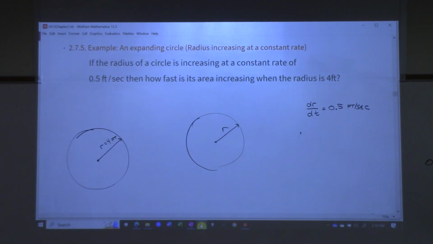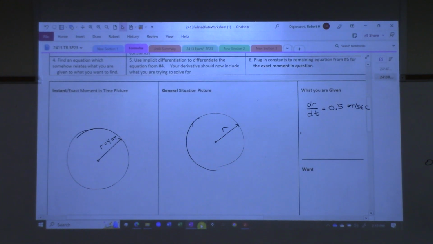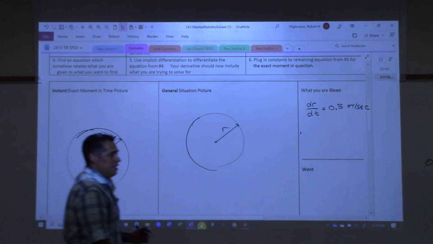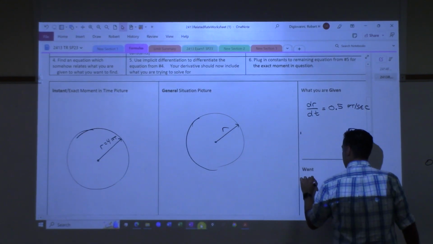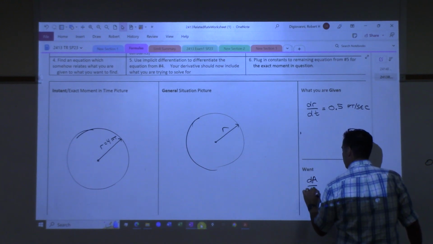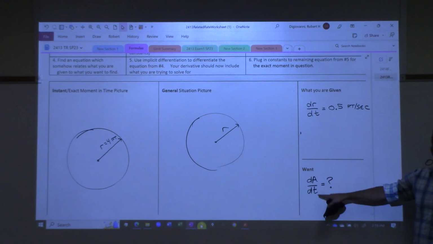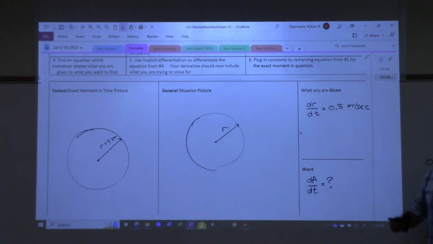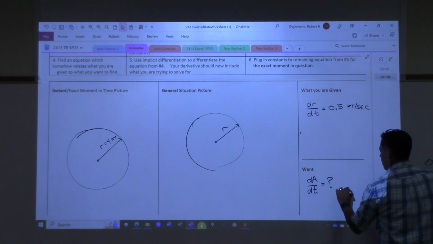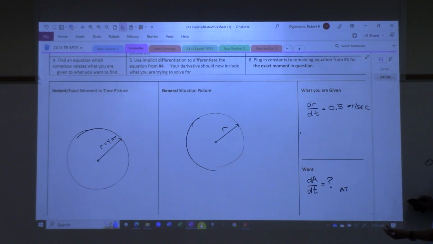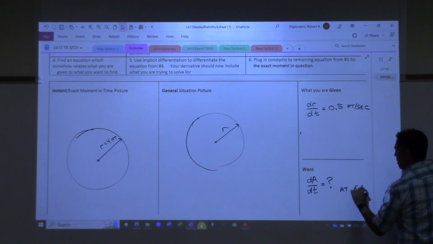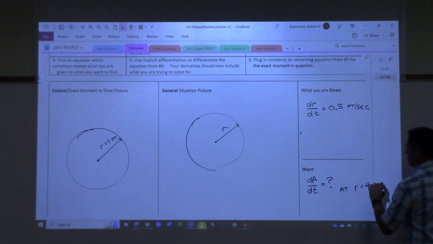The speed of the area means the derivative of the area, right? So I want dA/dt. I want to know how fast the area is changing with respect to time. But when do I actually want that? At 4 feet. At the moment the radius is 4 feet.